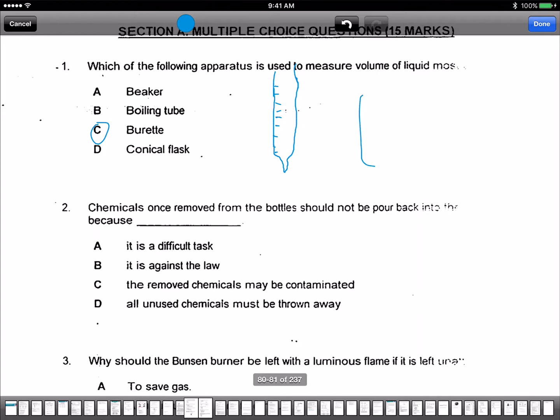Now the beaker is just one beaker like that. What's the reading on the beaker? 150 only. How can it be the most accurate? So it cannot be. The conical flask looks like that and doesn't even have any reading. The boiling tube also doesn't have. Okay, so the best is the burette.